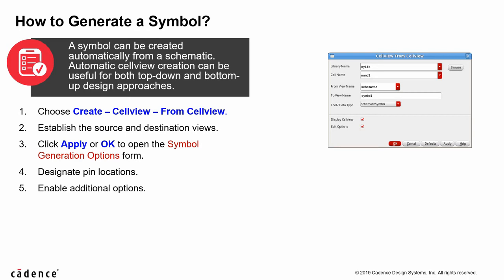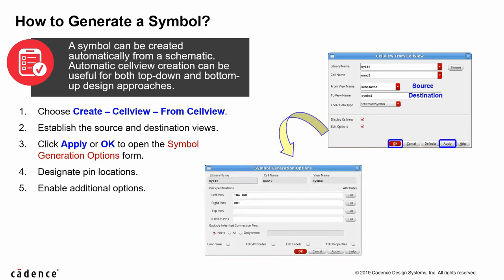You can set the from view name and the to view name fields, and they work like your source and destination names. Ensure that the data type is set to schematic symbol. Notice that the from view name and the to view name fields can be modified in the Cell View from Cell View form. And this provides a way to create other views such as behavioral or AHDL from your schematics. You can now go ahead and click Apply or OK to open the Symbol Generation Options form.